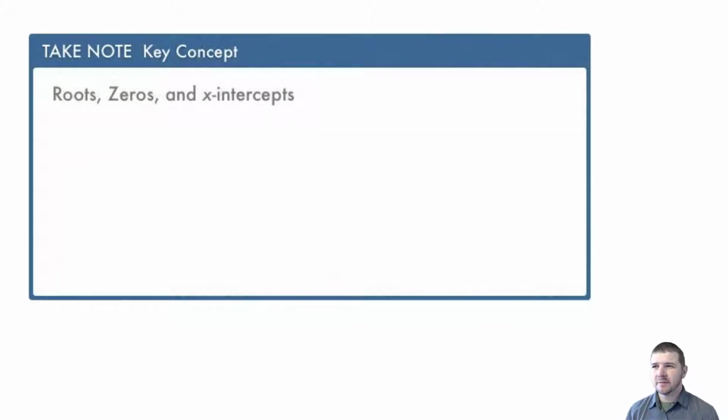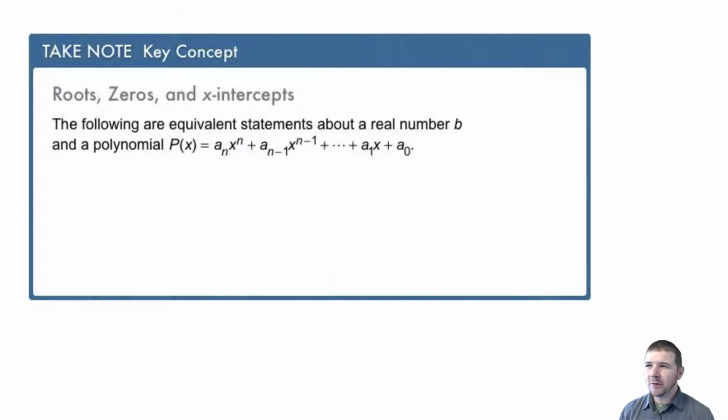Take note, key concept: roots, zeros, and x-intercepts. The following are equivalent statements about a real number b and a polynomial p of x, which equals a sub n times x to the nth power plus a sub n minus 1 times x to the n minus 1 power plus, the pattern continues, plus a sub 1 times x plus a sub 0, a constant.